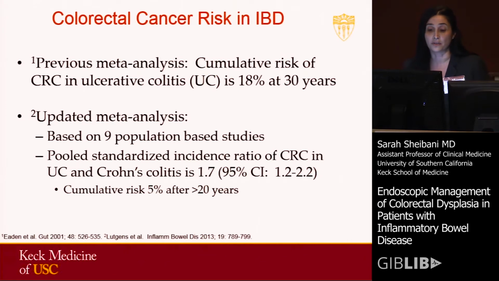So as we all know, colorectal cancer is increased in patients with inflammatory bowel disease. If you look at previous meta-analysis using older data, the cumulative risk of colon cancer in ulcerative colitis is about 18% at 30 years. However, updated meta-analysis looking at 9 population-based studies have shown that the standardized incidence ratio of colon cancer in ulcerative colitis and Crohn's colitis is 1.7 times that of the average risk patient. So overall, the cumulative risk of cancer is 5% after 20 years.